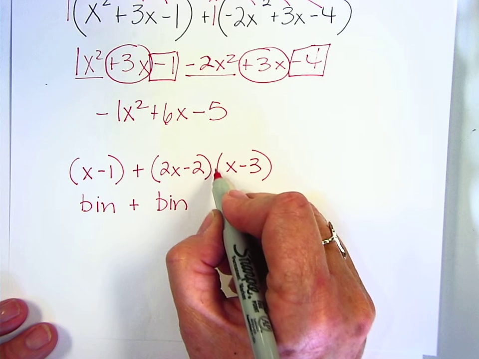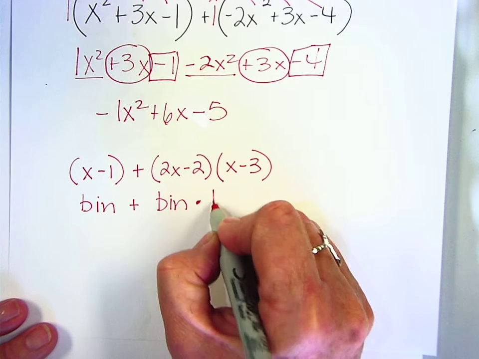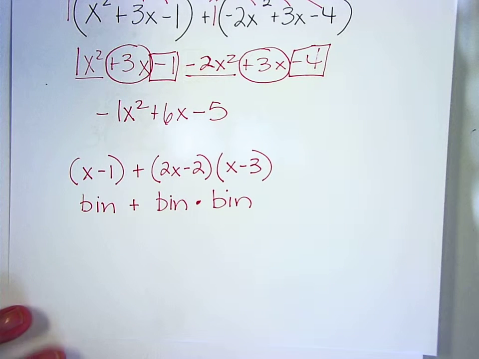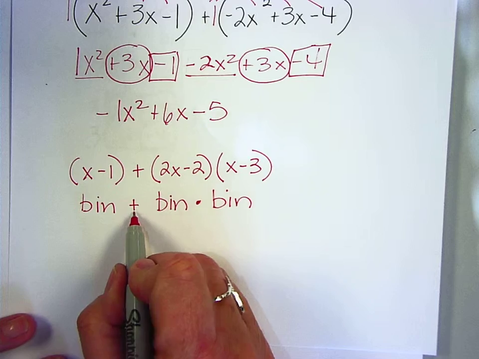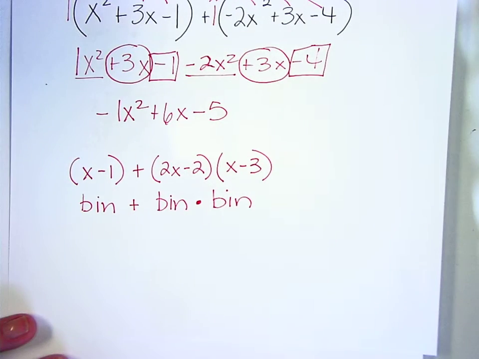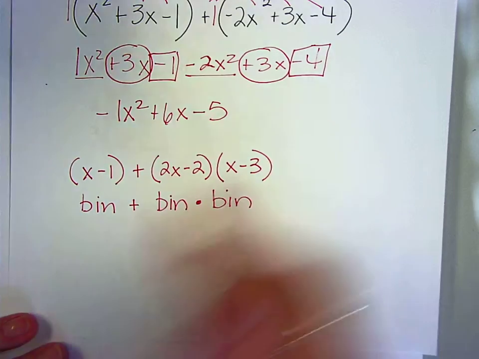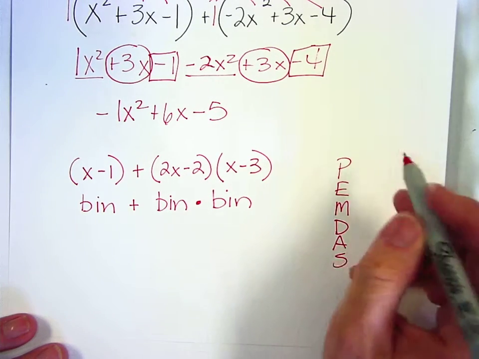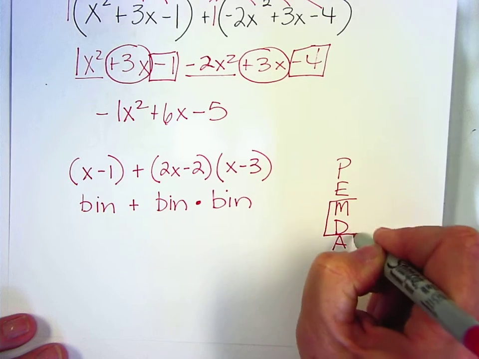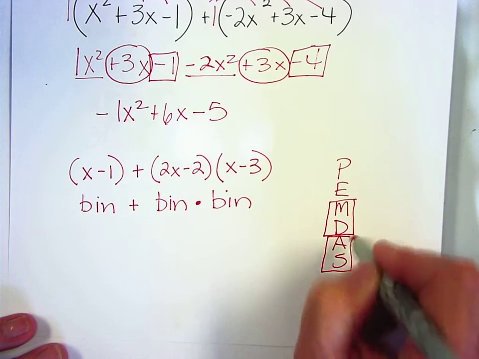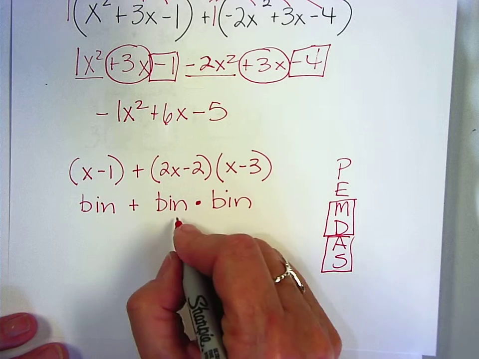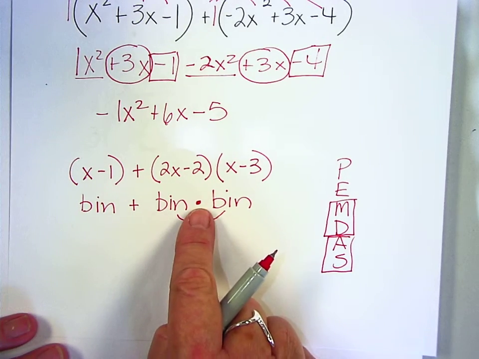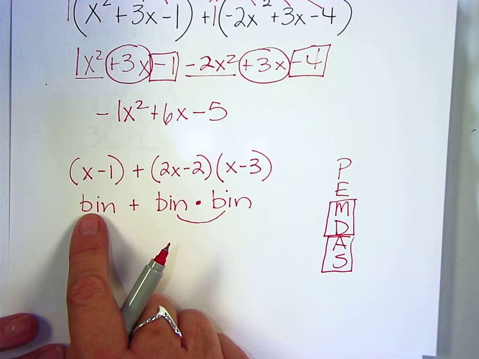Times, there's no addition or subtraction problem there, another binomial. So I notice that I have two operations here I need to think about, addition and multiplication. And I happen to know that when you do PEMDAS, you do multiplication and division first, and then last is addition and subtraction. So it seems to me that this should happen first, and then once you multiply, then you can add this last binomial.